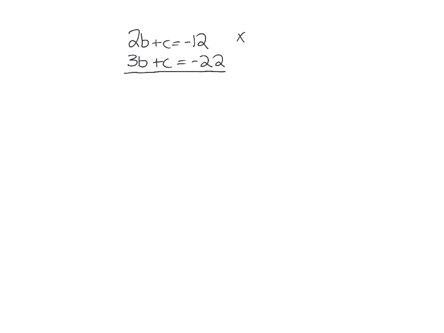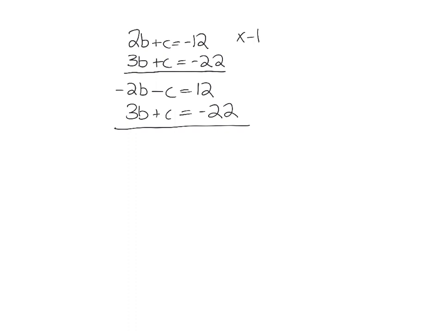So I'm going to multiply the top line by minus 1. So we'll end up with minus 2b minus c is equal to 12, all over 3b plus c is equal to minus 22. So then we say to ourselves, is the number in front of c the same? It is. Are the signs different? And they are. So then we can add the two sides.